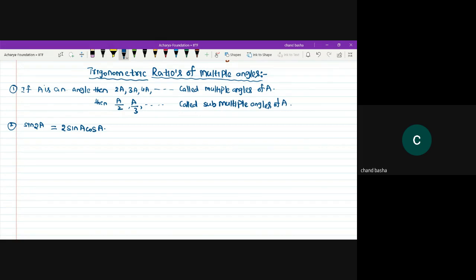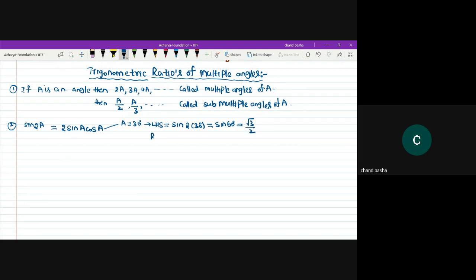Suppose I'm taking A value as 60 degrees, or A value as 30. I can take A is equal to 30, and you can verify. Let us see LHS. What is LHS? Sine of 2 into A value. A value is how much? 30. Sine 2 into 30, sine 60. What is sine 60 value from the table? Root 3 divided by 2.